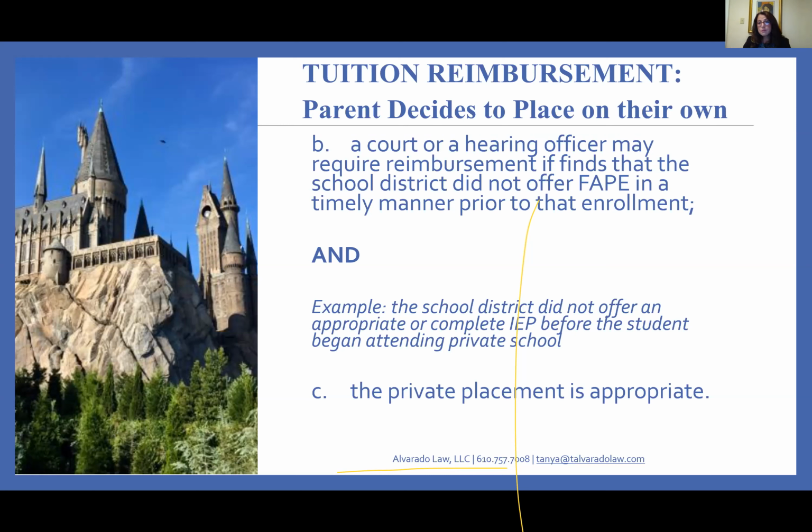So if I'm removing my child because I think my child has a reading disability and needs very highly specialized reading services, and the private school I choose doesn't have it, even if I can show that the school district should have given it to me and that my child does qualify for services, if my private school is not appropriate, doesn't provide those services either, then the parent is not going to get tuition reimbursement.